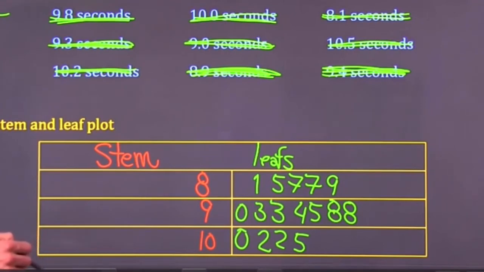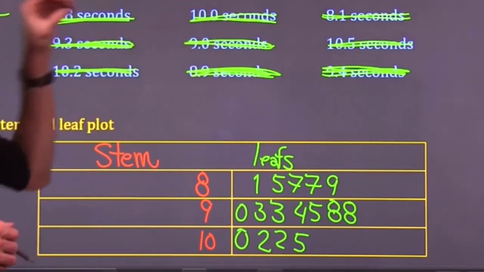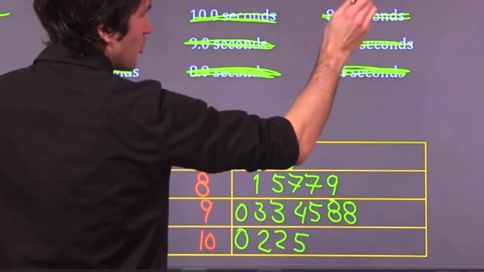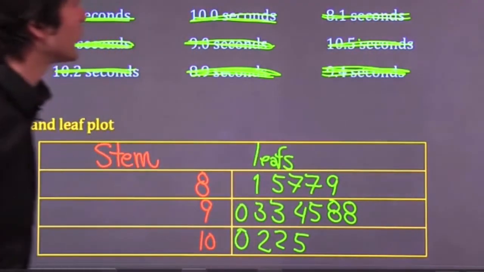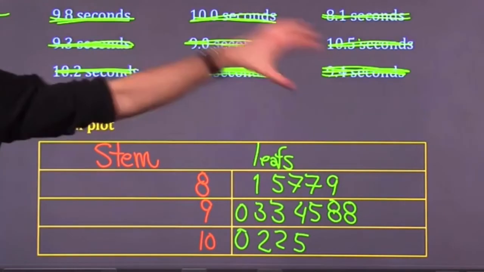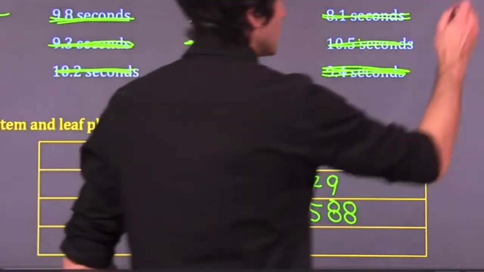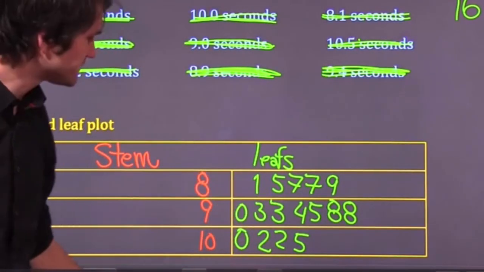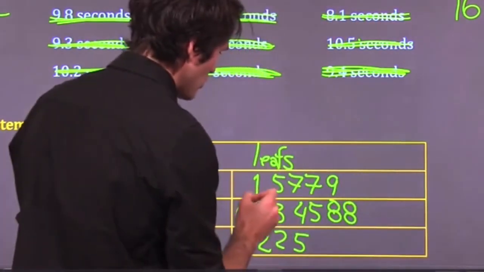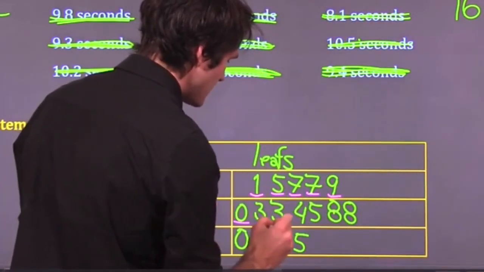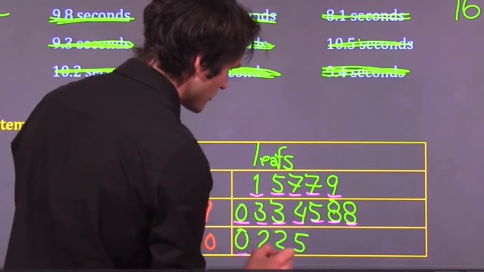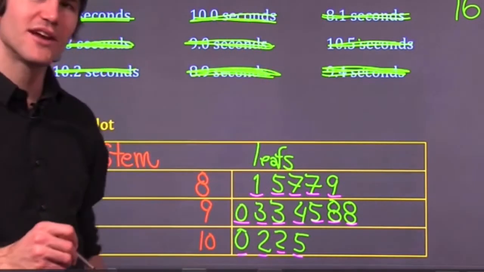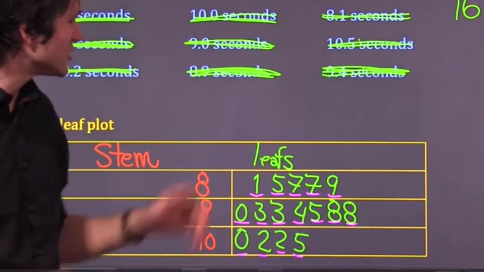And how many data points do we have here? How many swimmers do we have to consider? We've got 1, 2, 3, 4 by 1, 2, 3, 4. So you're going to have a total of 16 data sets right here, 16 different swimmers. That means we should have 16 leaves in total. Do we have 16 leaves? 1, 2, 3, 4, 5, 6, 7, 8, 9, 10, 11, 12, 13, 14, 15, 16. Yeah, we got 16 leaves. So we probably included every single one of our swimmers, and this should be our good stem and leaf plot.